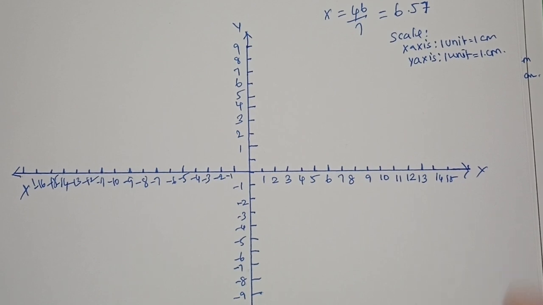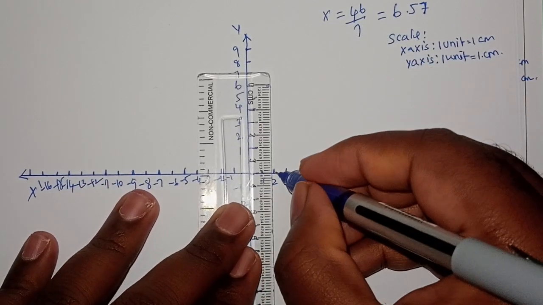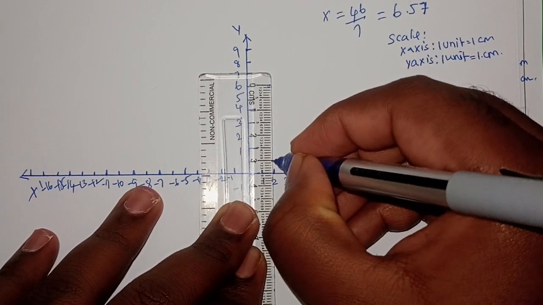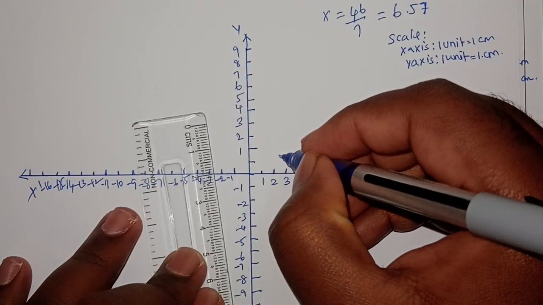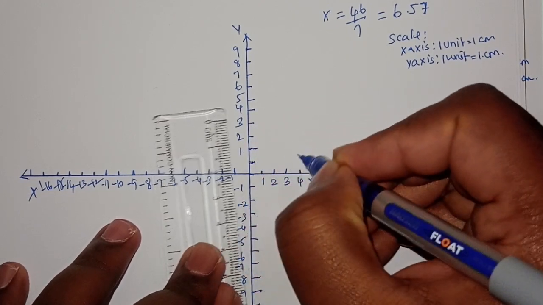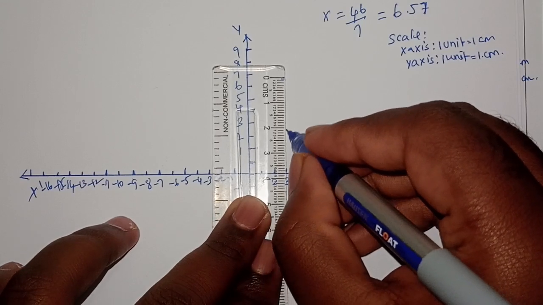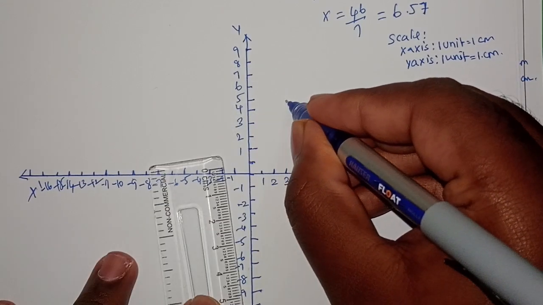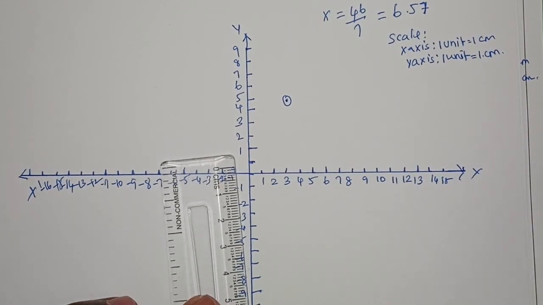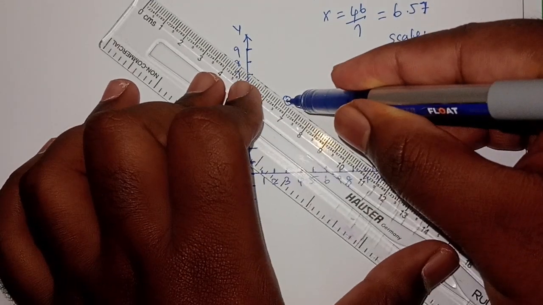The point is 3, 5. The value of 5 will be 1, 2, 3, 4, 5. We took 1 as a unit. Okay, the point is here. Next, 10 comma 0. 10 comma 0 means here. Okay, draw the straight line.